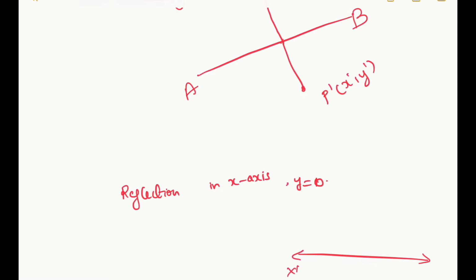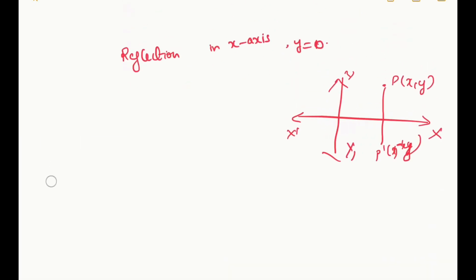If we have x dash x and y dash, and my point is P(x, y), the reflection will be P dash (x dash, y dash), right? In the adjoining figure you can see P dash is the image of P in the x-axis, such that P dash is (x, minus y). What is the reason? When the reflection is in the x-axis, your x will not change, right? x is the same, but your y will change.